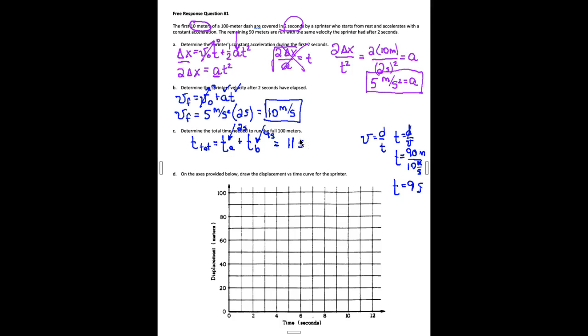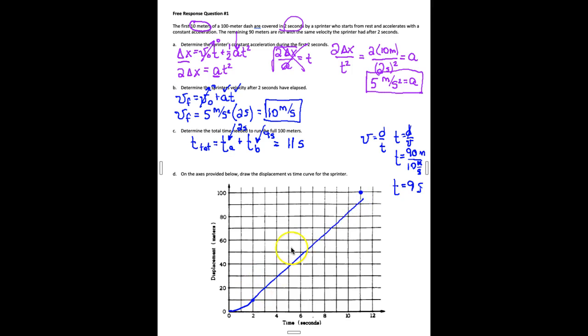And then finally, on this axis, they want us to draw a displacement versus time graph for the sprinter. We know that at 2 seconds, they're going to be at 10, the first 10 meters. They get to that in the first 2 seconds, but that has to be a curve. That's going to curve up because we're accelerating. And then at time 11 seconds, we're at the 100 meter finish line. And so the second piece is linear. Let's see if I can draw that as straight as I can.